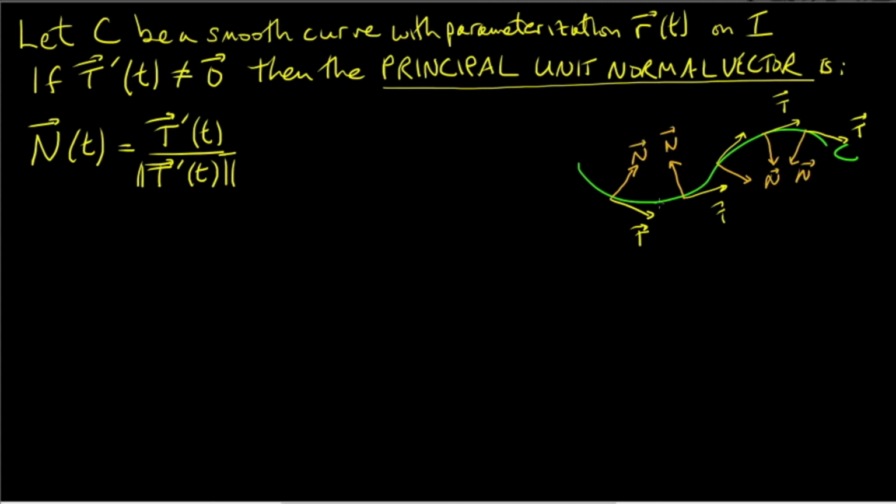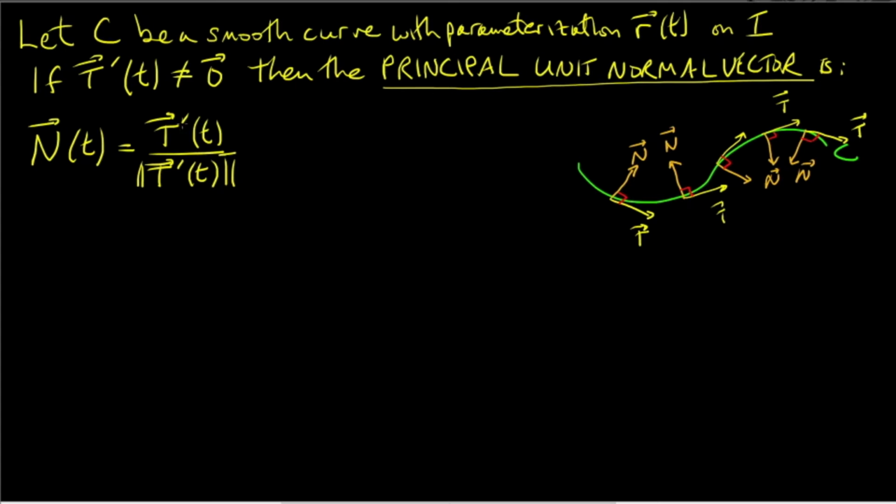It's normal, or perpendicular, to the tangent vector. So these should all be 90 degrees. These are going to be orthogonal vectors. Okay? So N and T will be orthogonal. So is that clear? Does that make sense?